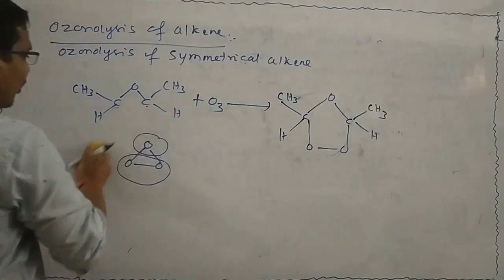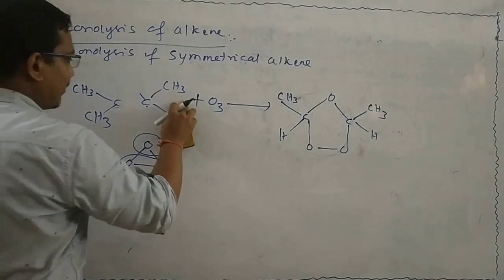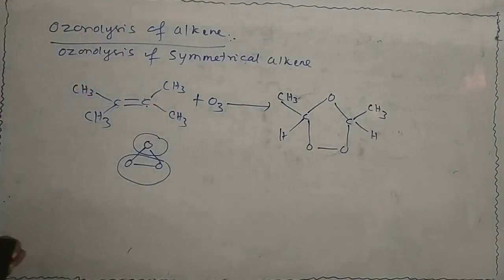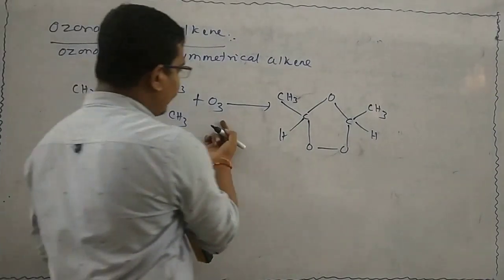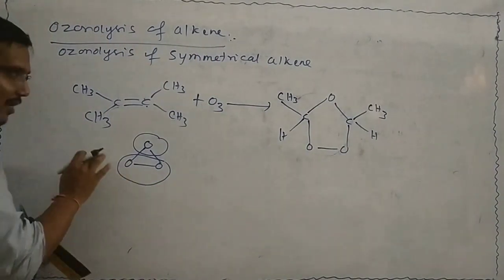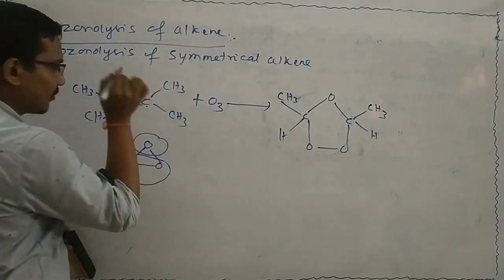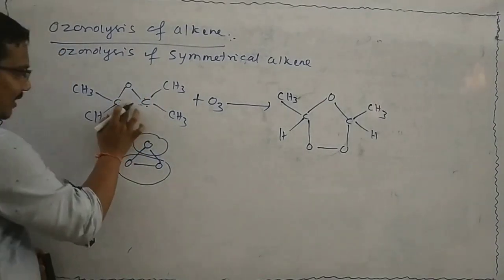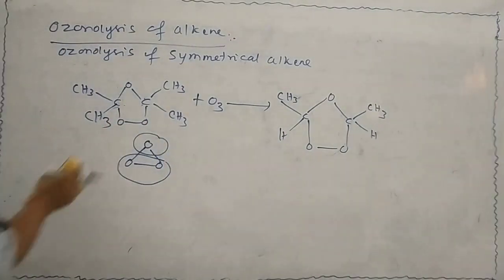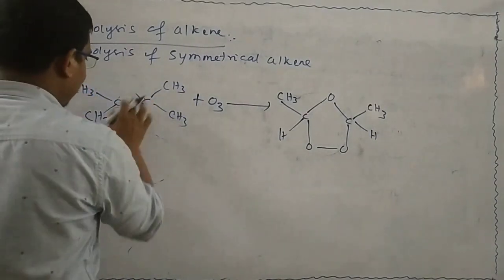Suppose I take another symmetrical alkene. This is your other symmetrical alkene. I want to react it with ozone, then what ozonide compound is formed? Same step, break this bond and join this part. Break this bond and join this part. This is the ozonide. That means I can write it like this. I can write it like this.